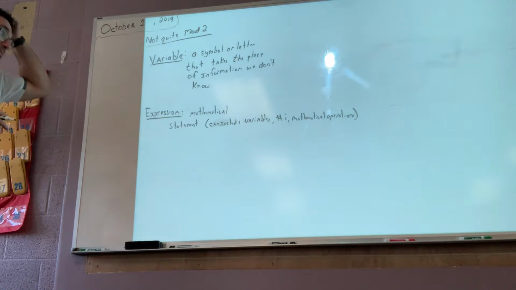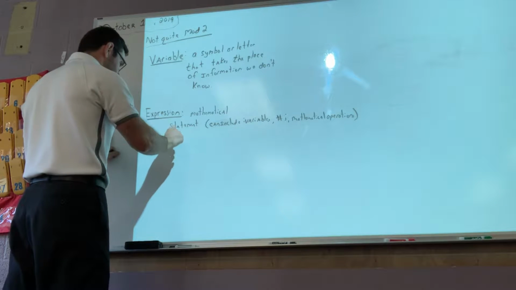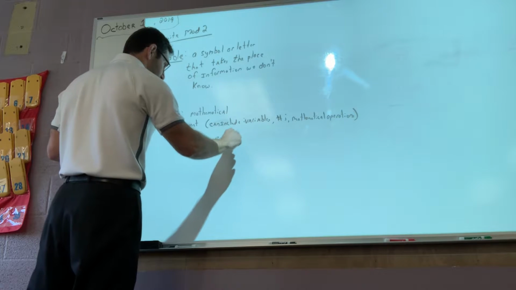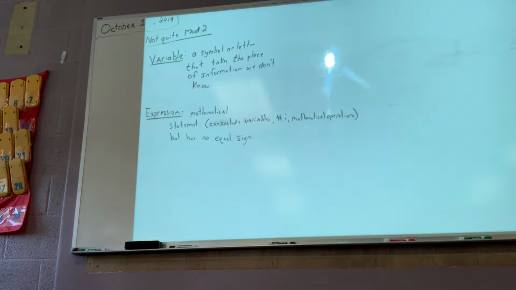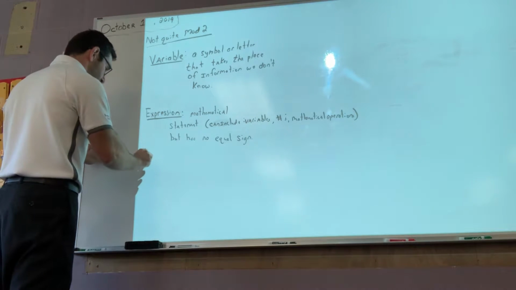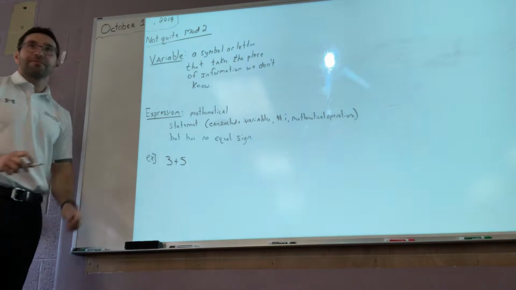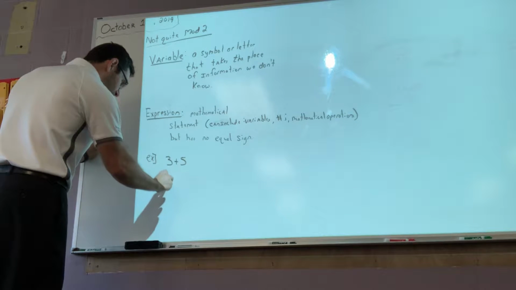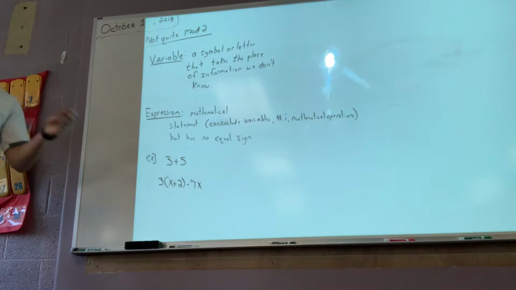So, a mathematical statement can include variables, numbers, mathematical operations, but has no equal sign. Okay? So an example of an expression can be as simple as this: 3 plus 5. It could be 3(x plus 2) minus 7x. All of those are expressions, and by all of those I mean those two.